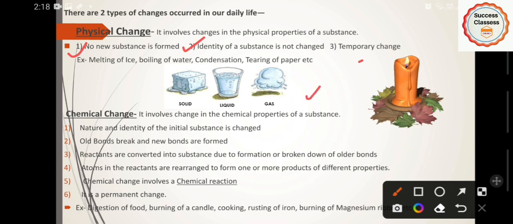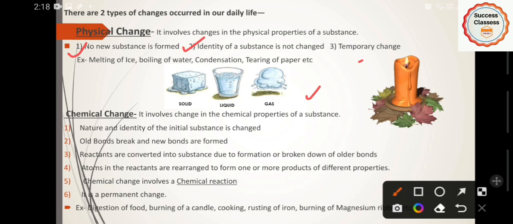Now in the figure you can see that solid, liquid, and gas are the three states of matter that we have already studied in class 9th. Water exists in all three states, that is solid, liquid and gas, and all these states are interconvertible. Now we will come to the chemical change.